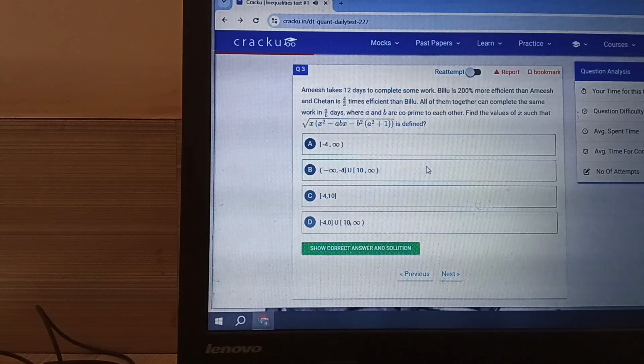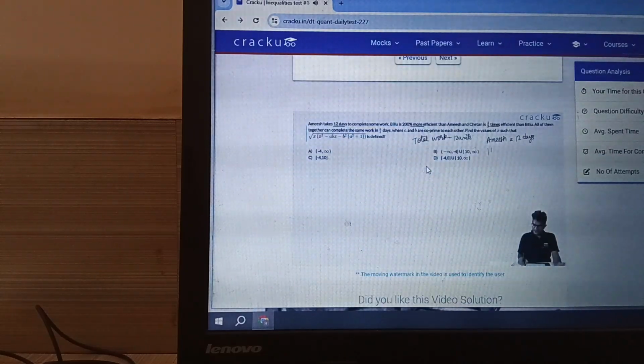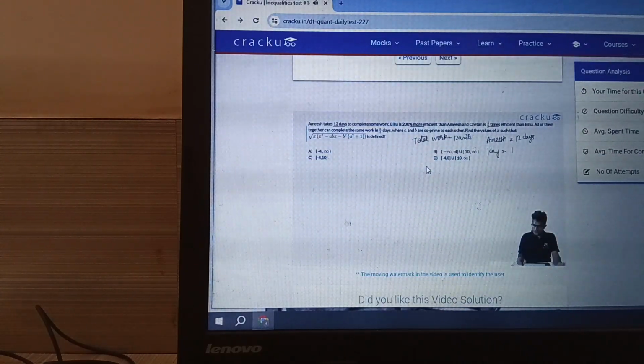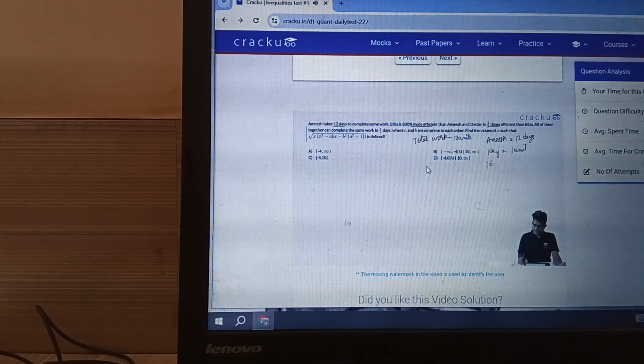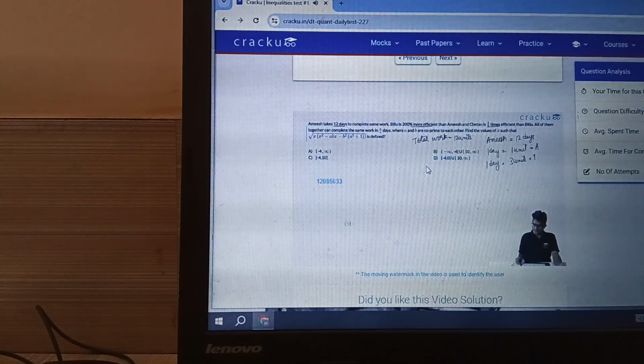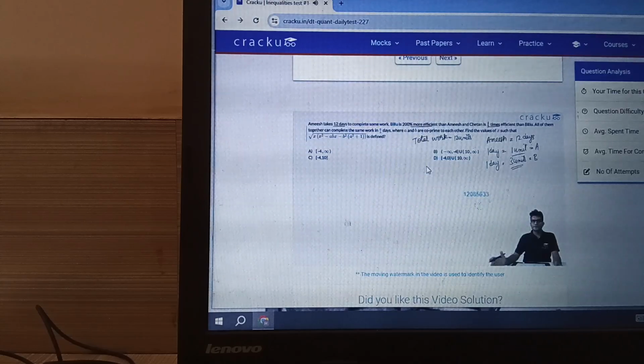So how many units of work does Amish do in one day? In one day, Amish is going to do 1 unit of work. Billu is 200% more efficient than Amish. So in one day, Billu is going to do 3 units of work, because 3 units is 200% more than 1 unit.